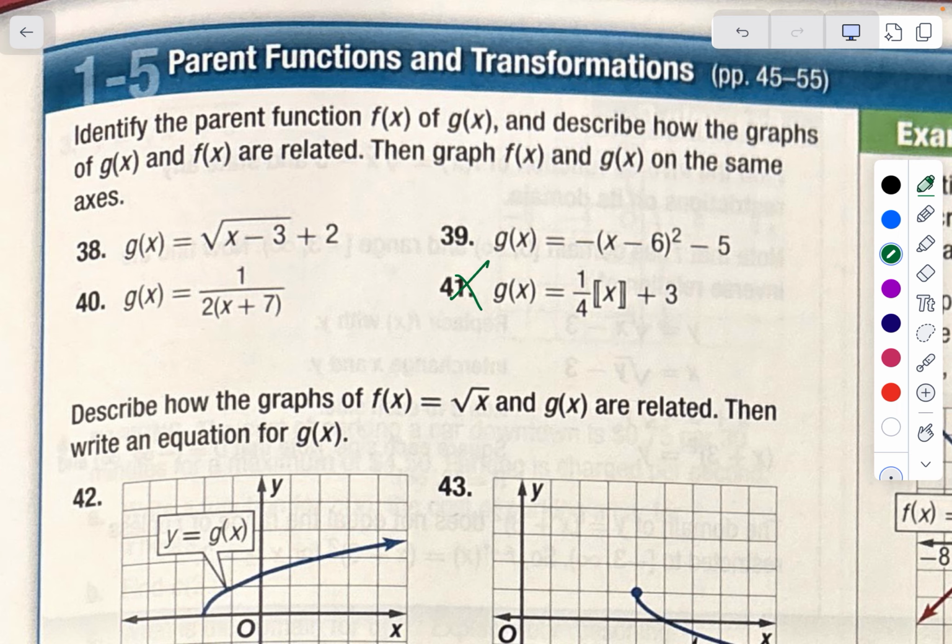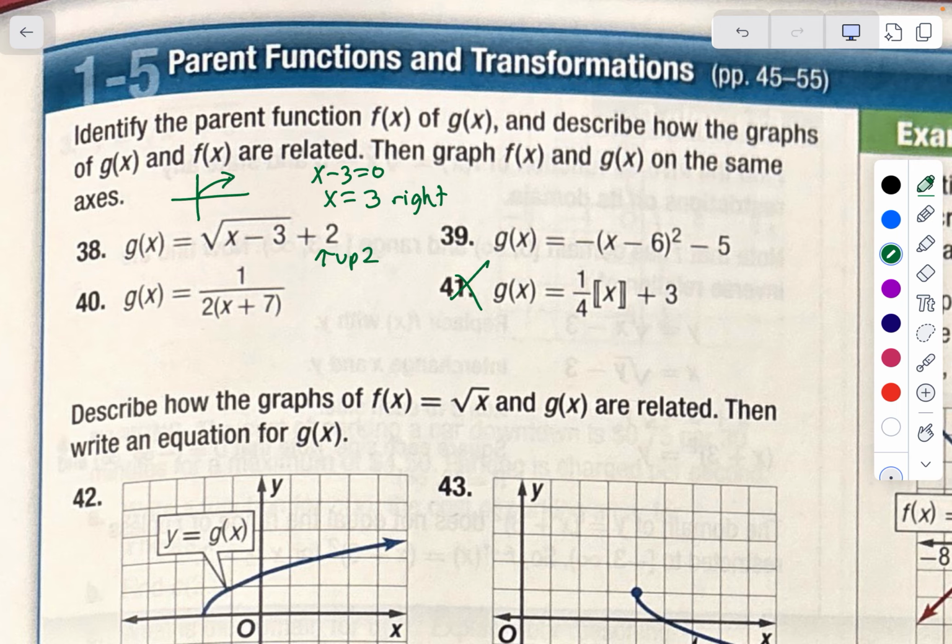38, 39, and 40, okay? So 38, the parent function is our square root, okay? The x minus 3 on the inside, just set it equal to 0 to see where the center has moved. So that means we've gone 3 to the right, and outside we don't have to really do anything. If it's positive, it goes up.